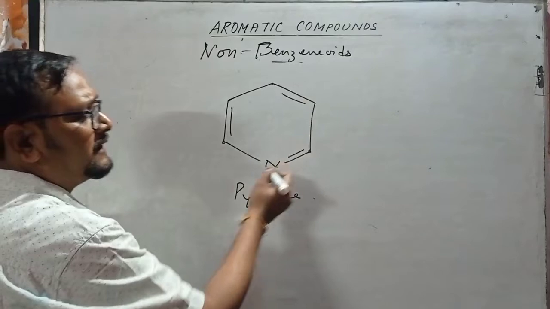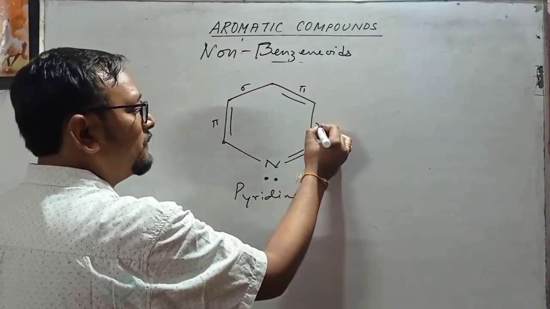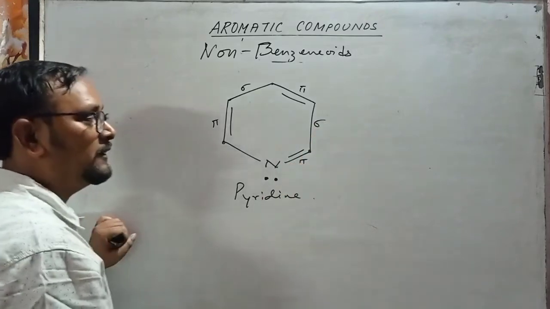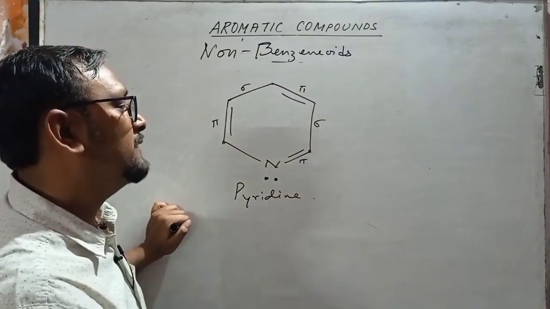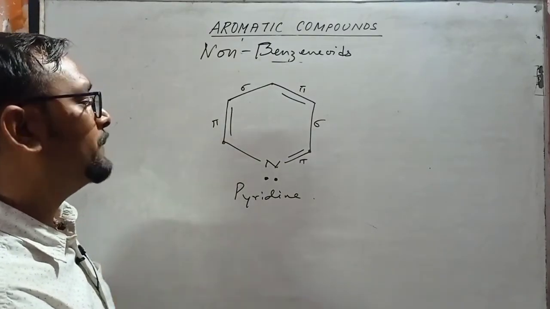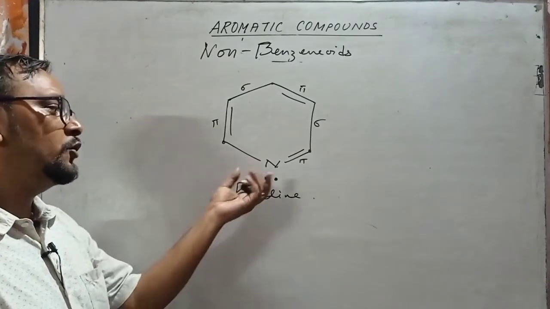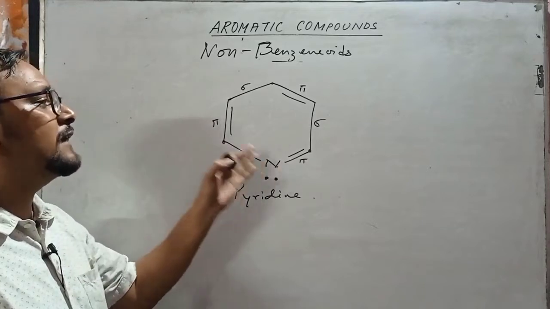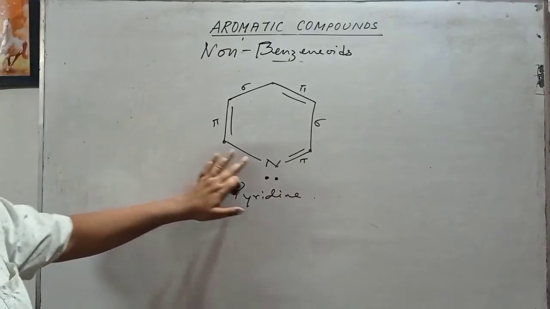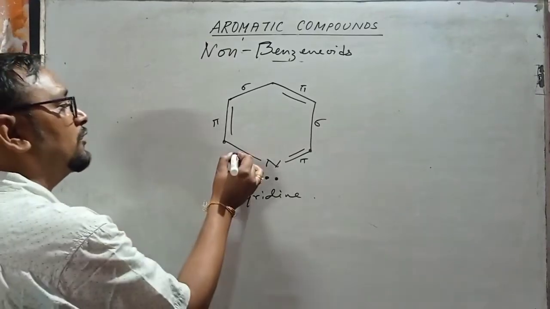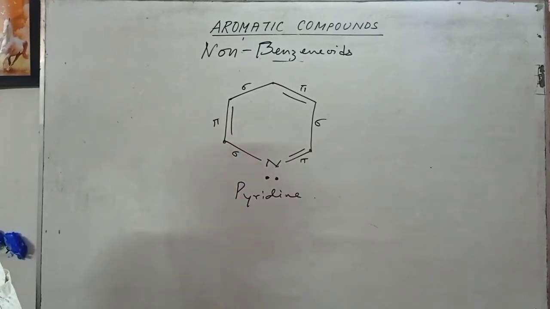Is it cyclic? Yes, it is cyclic. Pi sigma pi sigma pi. Then here what to do? Is it coming pi pi like that? Is it an aromatic compound? So yes, it is an aromatic compound. Why is it an aromatic compound? Because here you can see one sigma bond is also here. Clear?